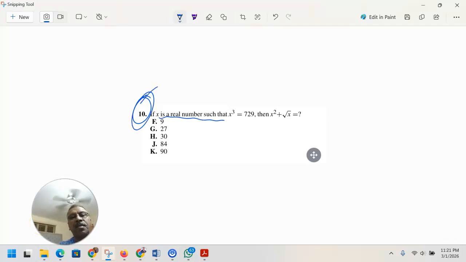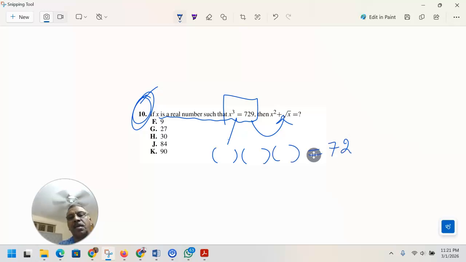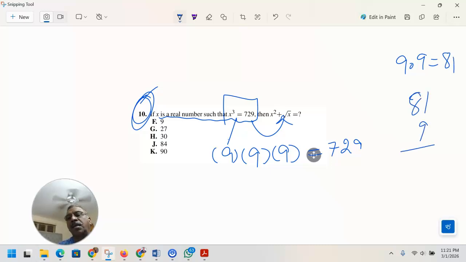Question number 10. If x is a real number and x cube is 729, then what the heck is this? Okay, let's put if x cube. The only way this whole thing becomes 729 is if it is 9 times 9 times 9. You can say 9 times 9 is 81, and 81 times 9 is 729.